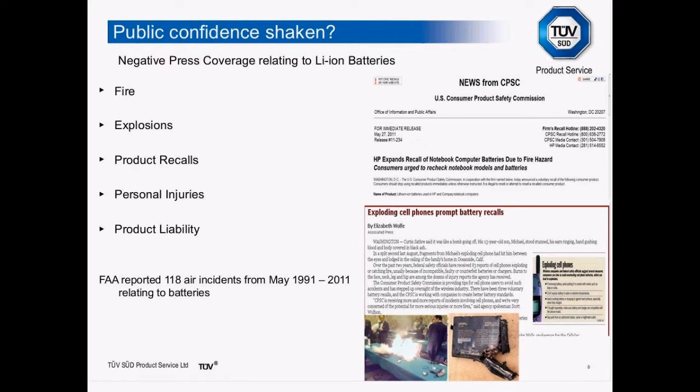So over the few years, a lot of the public has seen negative stories relating to the production of lithium ion. Stats from the FAA, which regulates American aircraft, show that between 1991 and 2011, there have been 118 incidents relating to batteries. And this basically just covers America alone, or American registered aircraft. So you can see that there have been quite a few incidents.